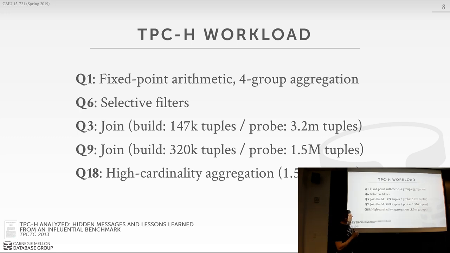Q1 is doing fixed point arithmetic, and then it's a group by, but it only has four groups. Q6 is just doing predicate evaluation; it has filters to prune out tuples you don't need. Q3 and Q9 are doing joins, but Q9 has a much larger build side than the probe side. And then Q18 is doing a high cardinality aggregation. So it's a group by with 1.5 million groups, which is pretty massive. So it's a big hash table. All right, so we can use these to figure out the different workload scenarios or types of queries where one approach might be better than another.